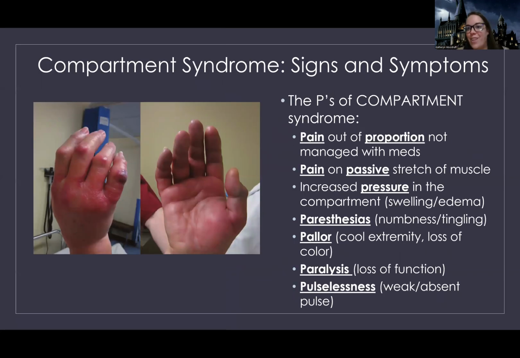So let's talk about the P's. I know you guys miss and love talking about your P's. Let's talk about the P's of compartment syndrome. So the P's of compartment syndrome, the problems, these are the things you want to look out for, is pain out of proportion to injury.